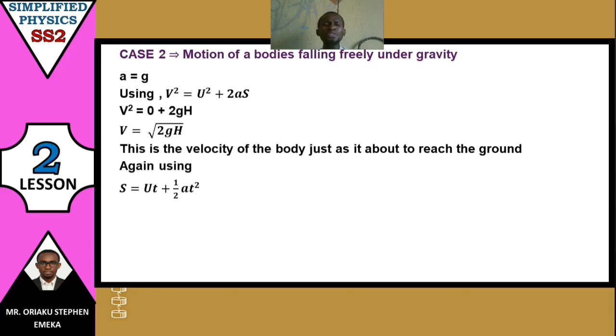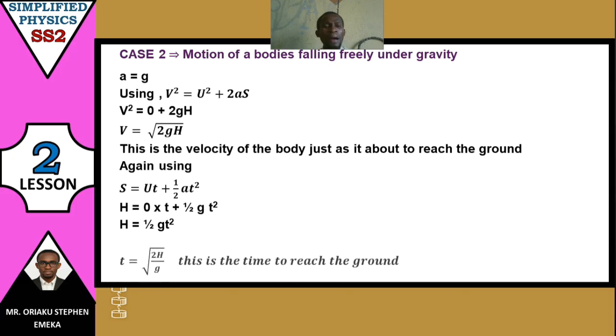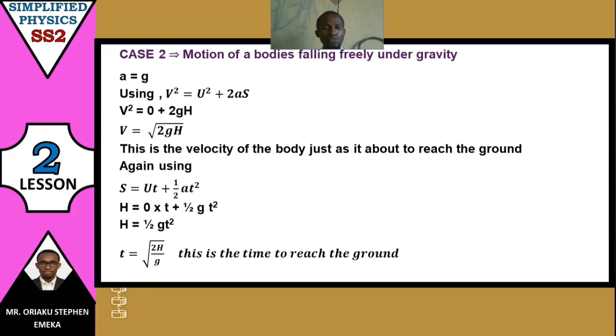Again, using the second equation, s equals ut plus half at squared. Remember u is 0, and s is h, the maximum height. So h equals 0 times t plus half gt squared. We have h equals half gt squared, and t is going to be the square root of 2h over g. So this is the time it will take to reach the ground.